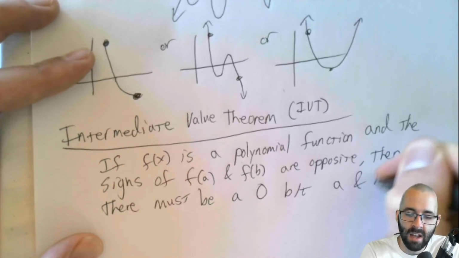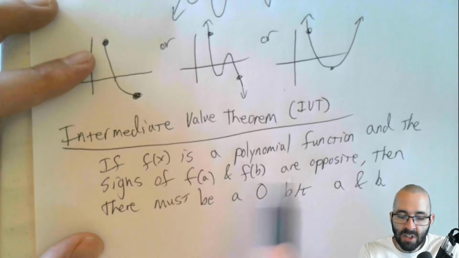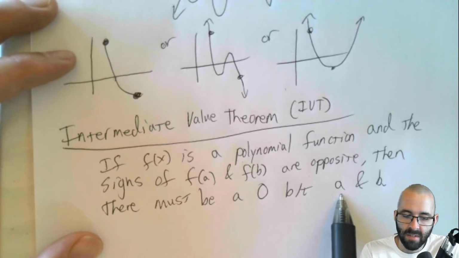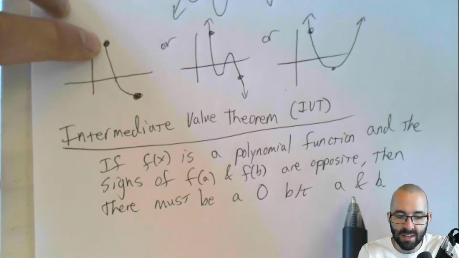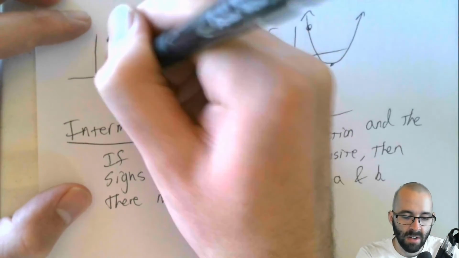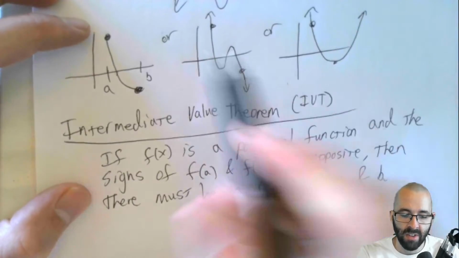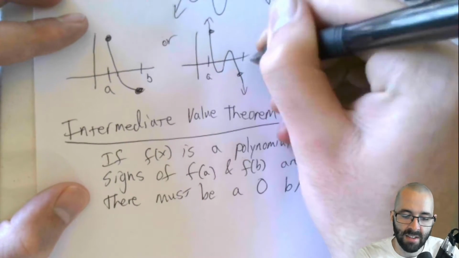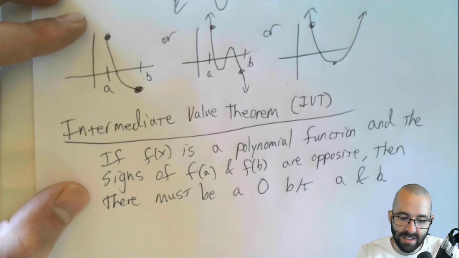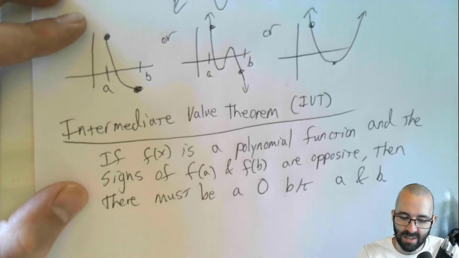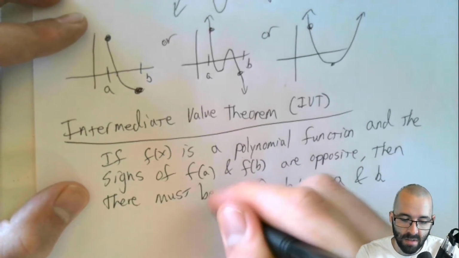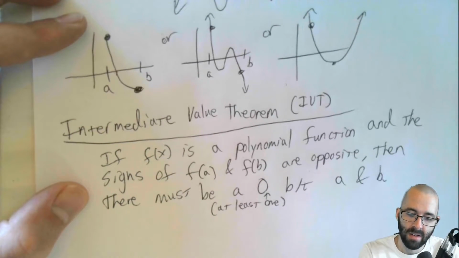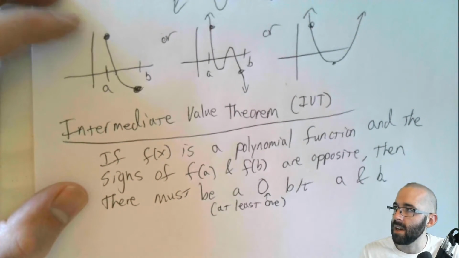between a and b. So if the function values have opposite signs, there has to be a zero between their x coordinates. Right here, this function value was positive. This one was negative. If that's a and that's b, there has to be a zero between a and b. And there was right here. Or again, if this is a and this is b, there must be a zero. You could say at least one. There could be multiple.